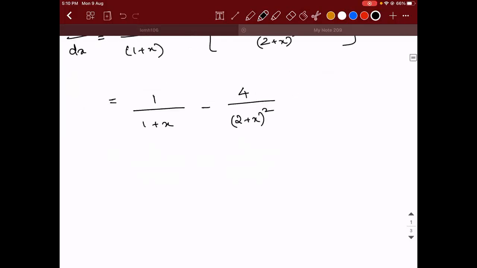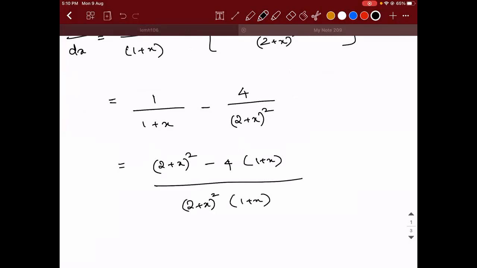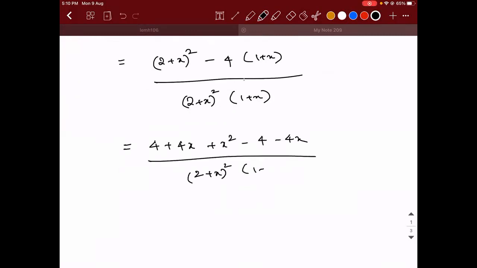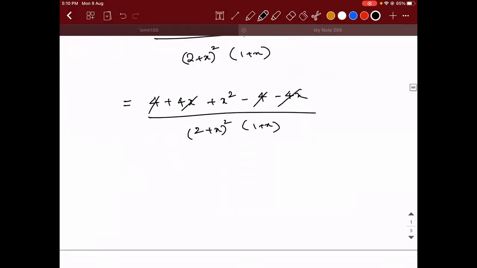So after this differentiation part is over, now you need to take LCM. 2 plus x the whole square minus 4 into 1 plus x, the whole divided by 2 plus x the whole square into 1 plus x. So what do we get? 4 plus 4x plus x square minus 4 minus 4x, the whole divided by 2 plus x the whole square into 1 plus x. So 4x cancel, 4 and 4 get cancelled. x square divided by 2 plus x the whole square into 1 plus x.